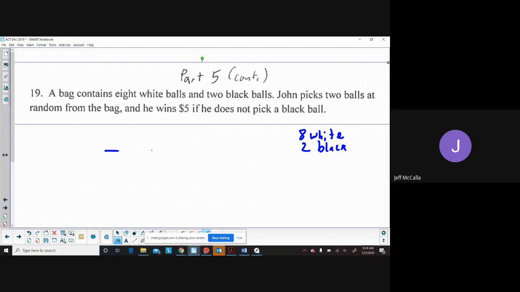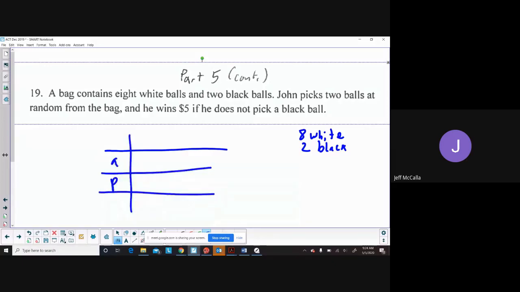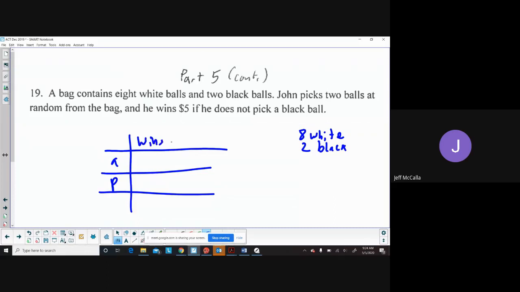So you want to do a chart, like with amount and probability here. Either he wins, it looks like, or he loses. Looks like those are the 2 possibilities here. So how much does he win? First of all, if he wins, how much money? $5, right? So this is $5. How much does he lose if he doesn't pick right? $0. Yeah, I don't think he loses anything.